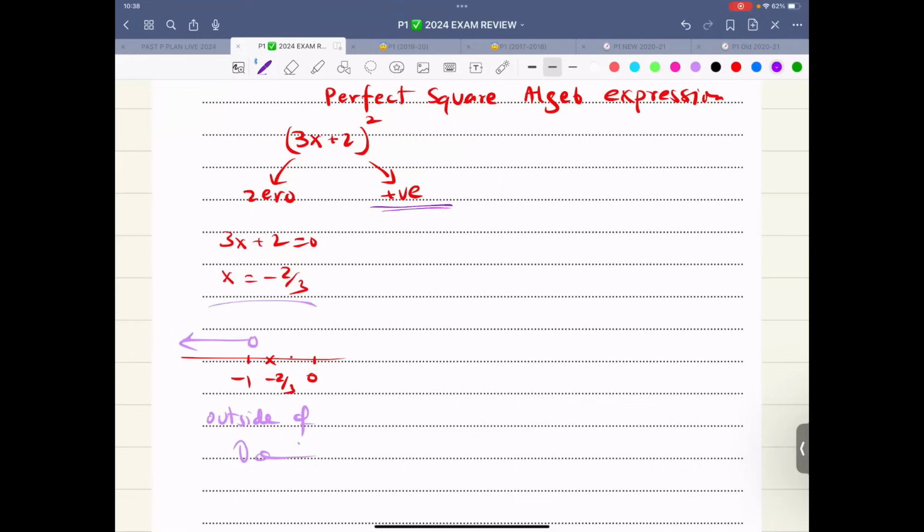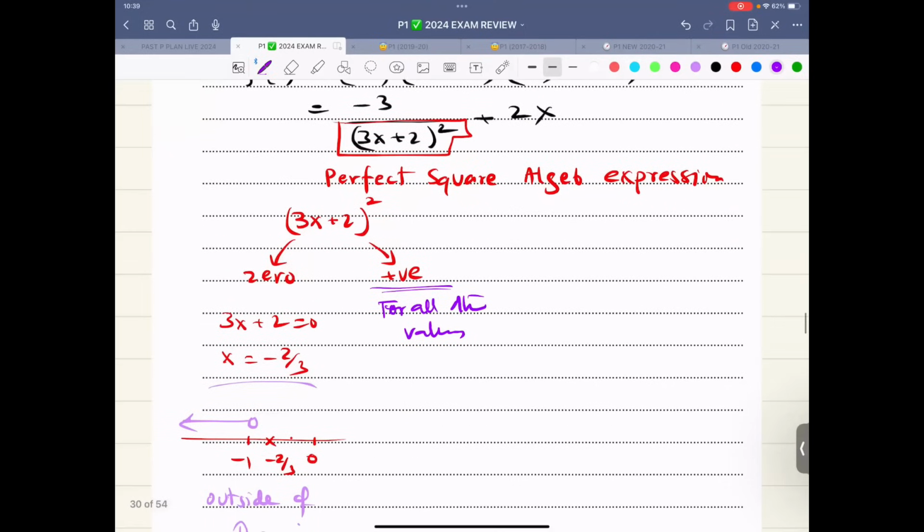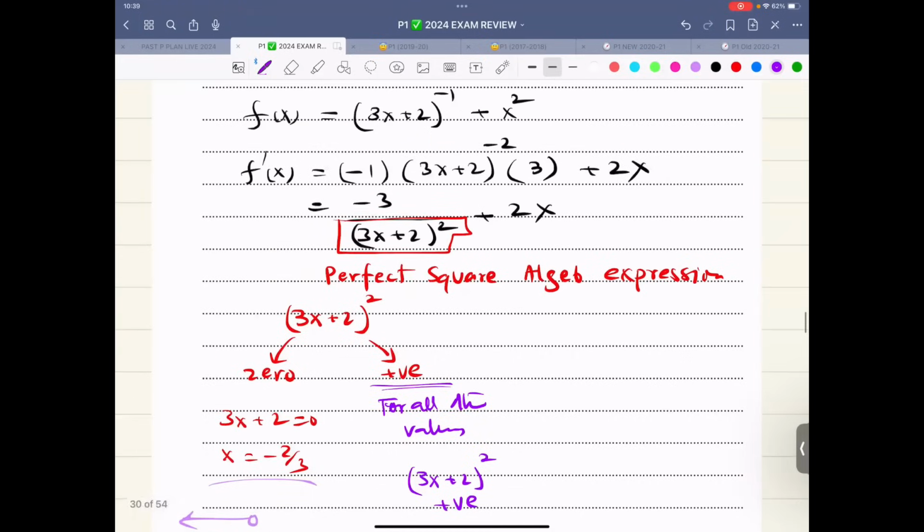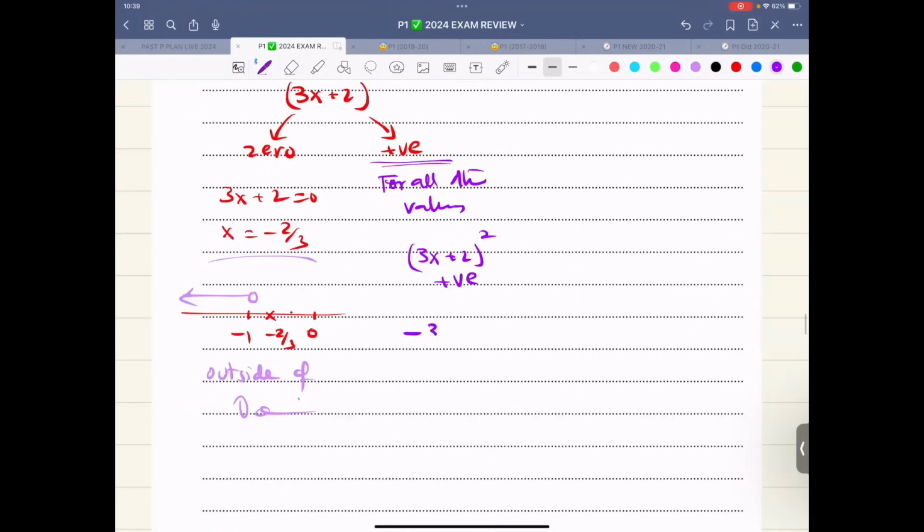Therefore, for all other values, what will happen? This bracket will be positive. So (3x + 2) whole square will be positive. But remember, there is a negative at the top. So negative 3 over positive will be overall negative.